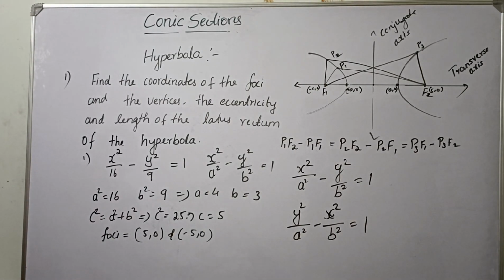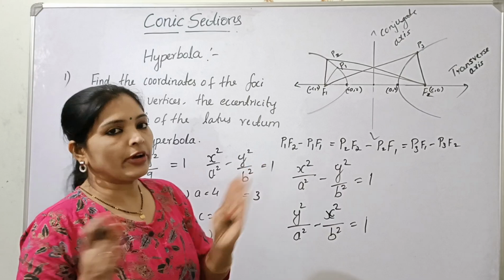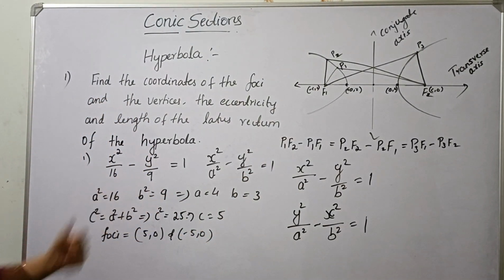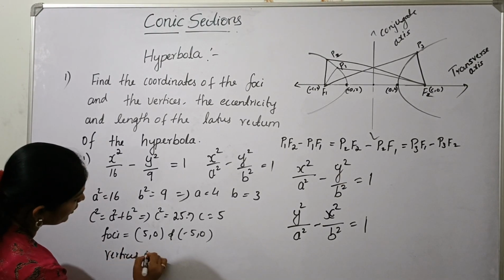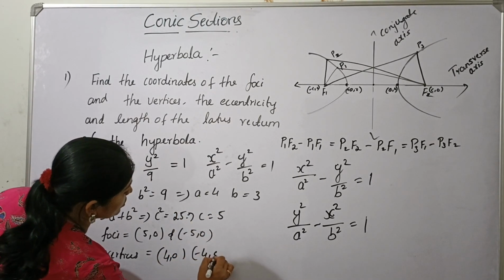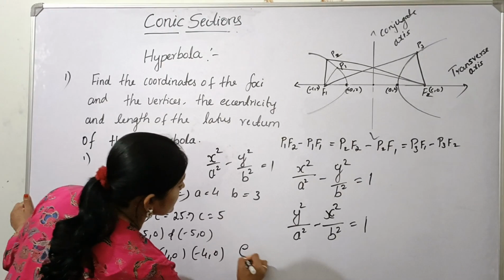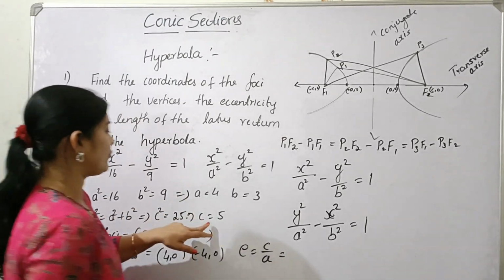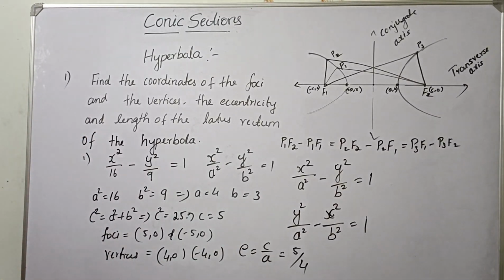Next, vertices. Since the vertices are also lying on the x-axis, (a, 0) and (minus a, 0), the y coordinate is 0. We have the value of a, so directly we can write the vertices. The coordinates of the vertices are (4, 0) and (minus 4, 0). Then eccentricity. Eccentricity e is equal to c by a. What is c? 5. 5 divided by a, that is 4. So e is equal to 5 by 4.